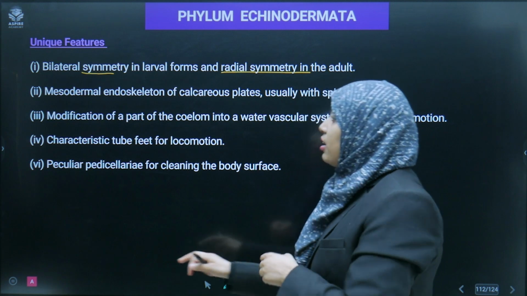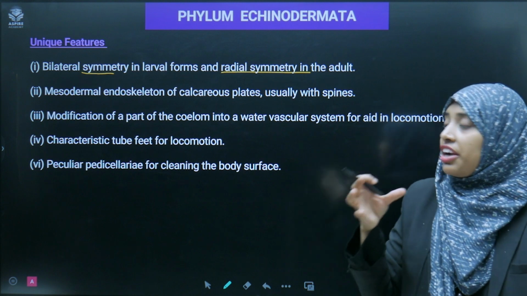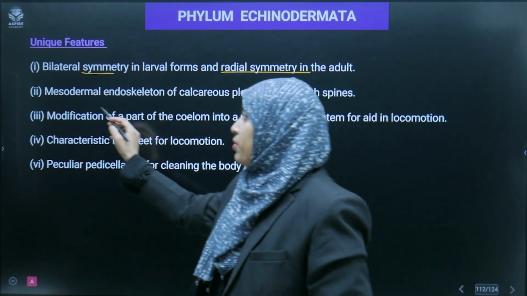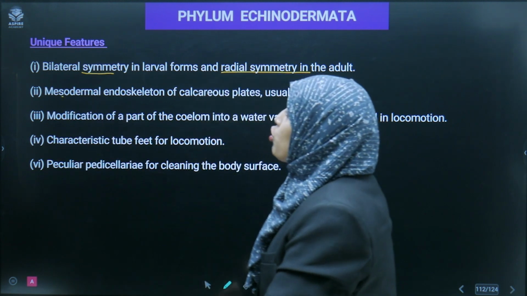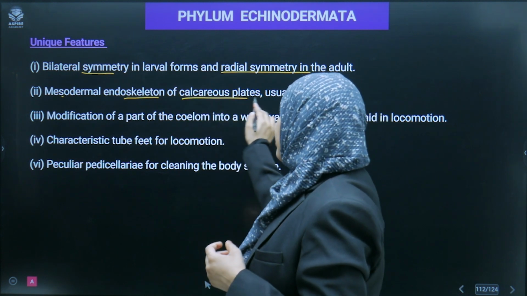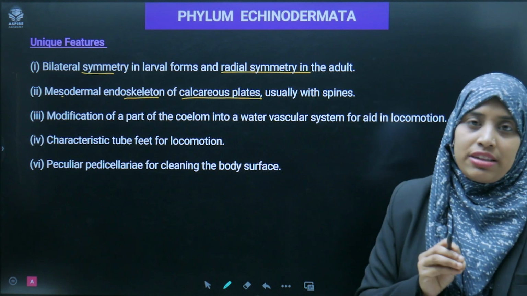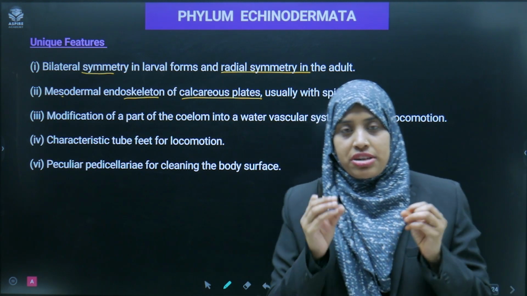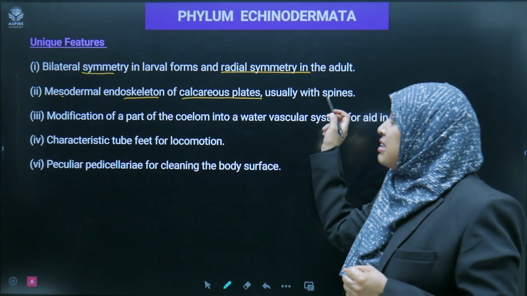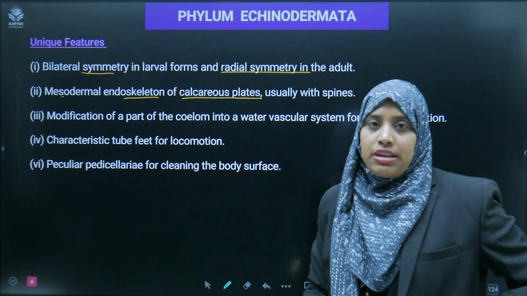Now, the next thing, mesodermal endoskeleton. Endoskeleton, the internal skeleton, has its origin from mesoderm. So we can simply say they have a mesodermal endoskeleton. But what is it made up of? It is made up of calcareous plates, usually with spines. Like you see in the starfish. On the whole body surface of the starfish, what is there? Spines, okay? With the spines there are also calcareous plates.